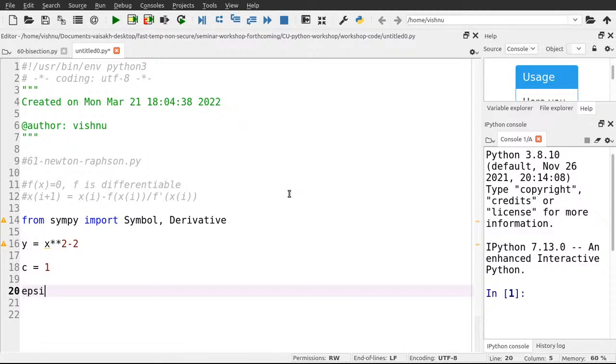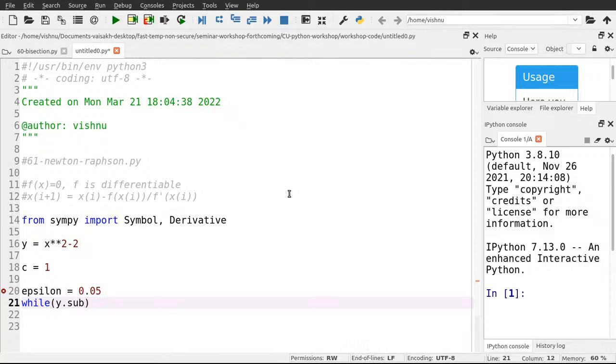Now we should define an acceptable bound also, so that we can stop after that. Once f of x becomes very close to 0, we will stop. So let us choose epsilon to be something like 0.05. Now we need to check y substituted, instead of x put c, while this is, sorry, greater than epsilon, we are going to do the following.